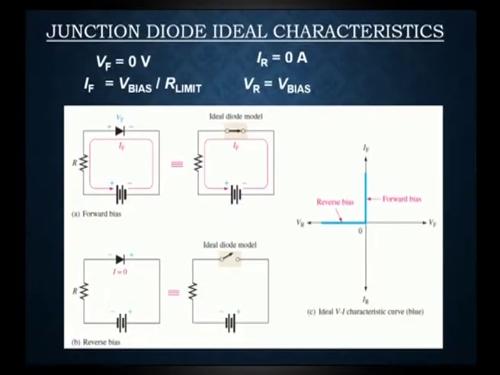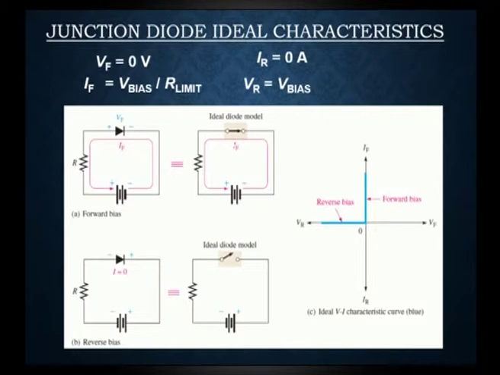In forward bias, the ideal diode acts as a perfect switch, and the switch is closed. In reverse bias, the switch is open and the circuit is open, which is why no current flows in the reverse bias condition.